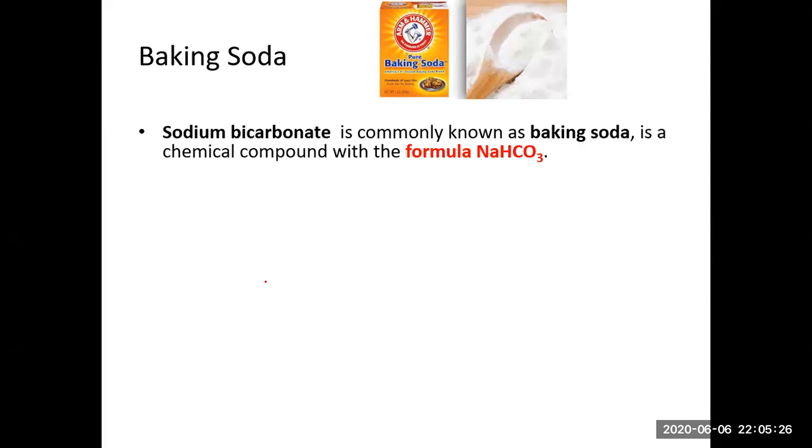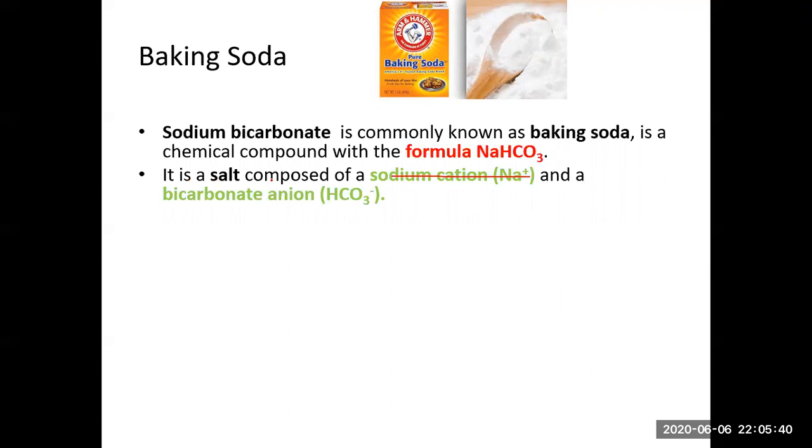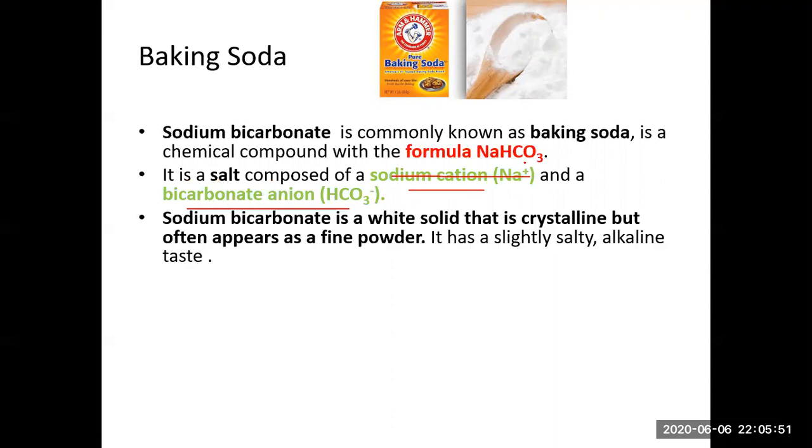So what is baking soda actually? Baking soda is commonly known as sodium bicarbonate. It is a chemical compound, a salt composed of one ion, sodium cation, and another, bicarbonate anion. That cation and anion mix together and produce sodium bicarbonate, which we know as baking soda. It is a white crystalline solid, but often it appears as a fine powder, and we always use it as a fine powder.